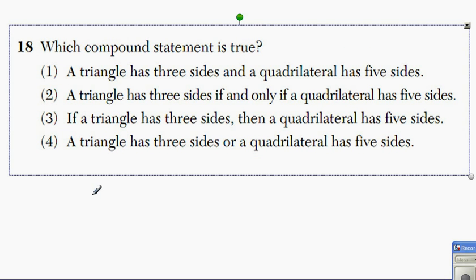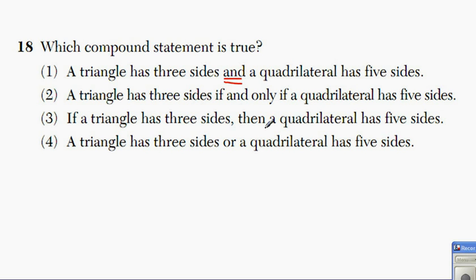Now, number 18. In this one the connecting word is and, that means it has to satisfy both sides, which will be true here, but not the other one. Quadrilaterals has 4 sides. If and only if, that's the biconditional statement, which only truth value for the left and right side has to be equal to each other for them to be true. But here we have triangles. Yes, they do have 3 sides, so therefore true, but here it's not. So therefore that's not going to work.